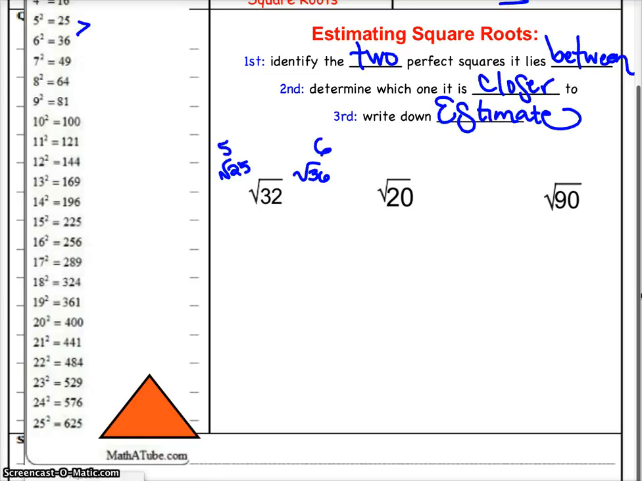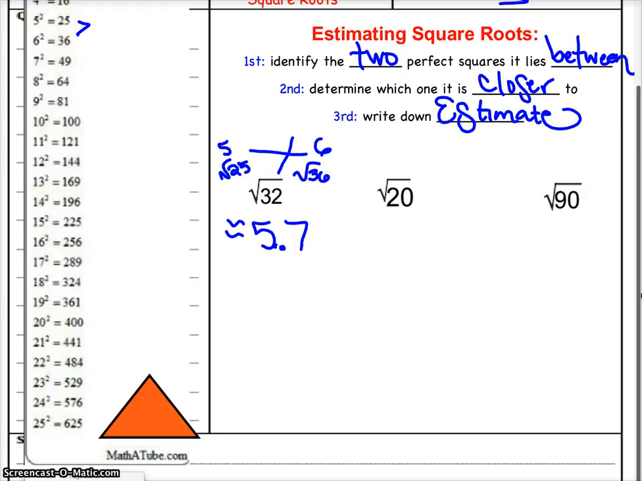And then I make a little mini number line. Which one is it closer to? The 25 or 36? It's closer to 36. It's 4 away from 36 and 7 away from 25. So I'm about right there. Now I write my estimate. I'm going to say approximately 5.7, 5.8, somewhere around there.